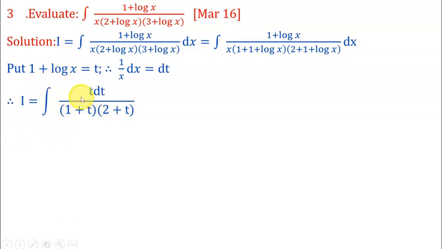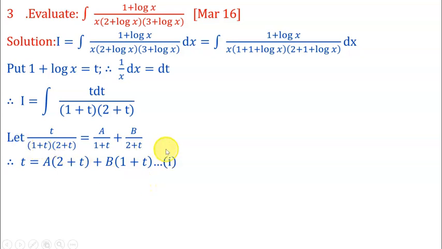Therefore I is equals to integral t into dt in bracket 1 plus t into 2 plus t. Next, find the partial fraction. t upon in bracket 1 plus t into 2 plus t is a upon 1 plus t plus b upon 2 plus t. And multiply on both sides by 1 plus t into 2 plus t. Then you will get t is equals to a in bracket 2 plus t plus b in bracket 1 plus t.